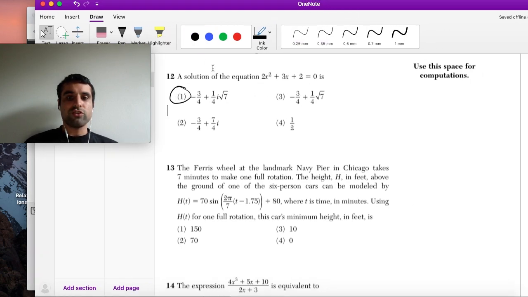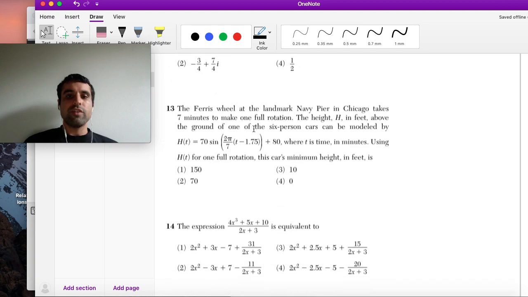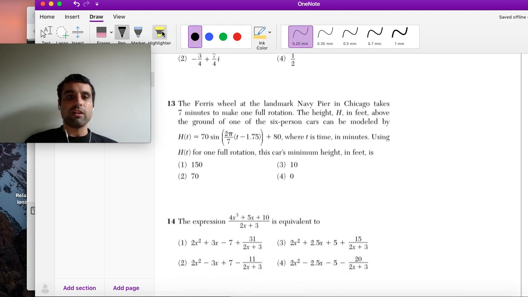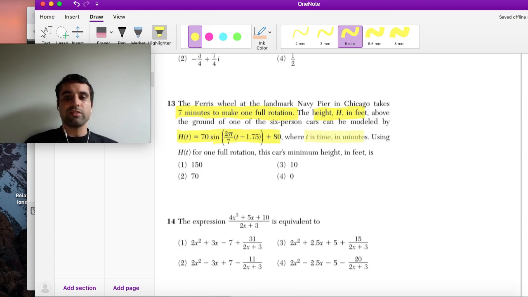So now question 13. The Ferris wheel at the landmark Navy Pier in Chicago takes 7 minutes to make one full rotation. The height in feet, h, above the ground of one of the cars can be modeled by h of t equals this whole thing right here, where it's a sine function, where t is the time in minutes. Using h of t for one full rotation, what's the car's minimum height?